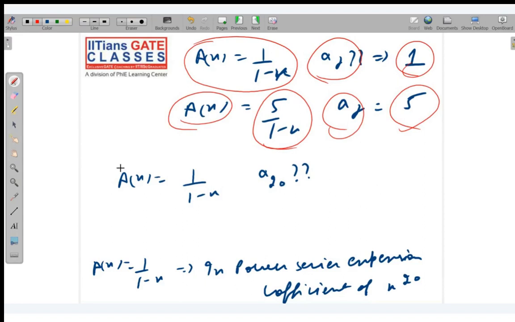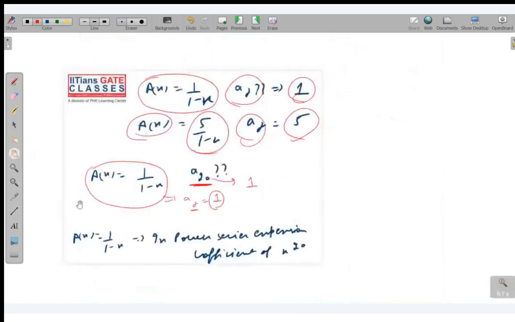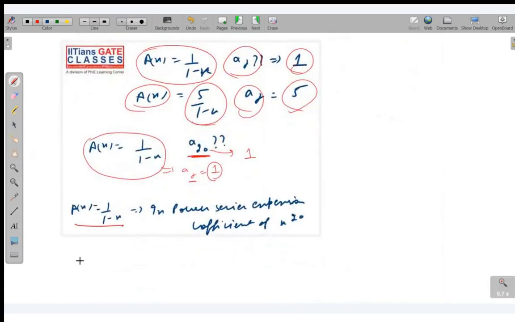Now they can ask like this also. If the generating function is this, what will be A20? For that you will first say the numeric function AR is 1. So R you can put any value, and the answer will be 1 only. You can put R as 0, 1, 2, 3, any value. So for 20, no problem, the answer is 1. Another way they can ask the question is: AX is 1 upon 1 minus X, and they will say in powers, the coefficient of X power 20.